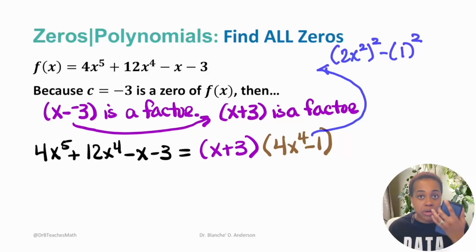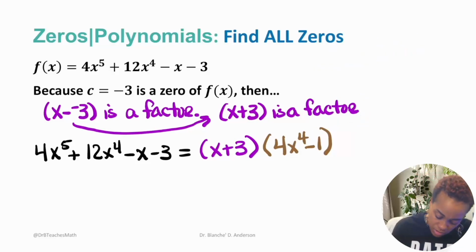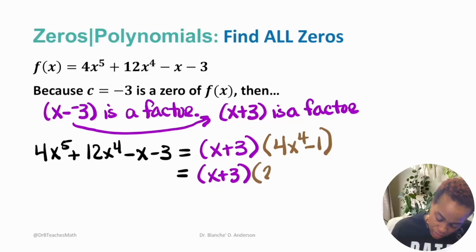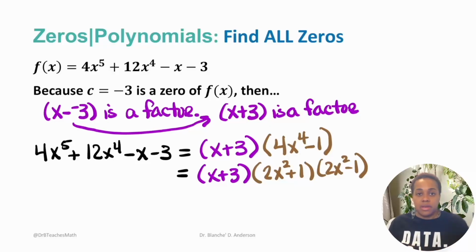A difference of squares means I can take 2x squared plus 1 and 2x squared minus 1. Okay, so let me write that. This becomes x plus 3, and then this piece factors to 2x squared plus 1 times 2x squared minus 1. Now, am I done factoring? Yes, because that's as far as it can go. That's as far as it can go, and this is as far as it can go.